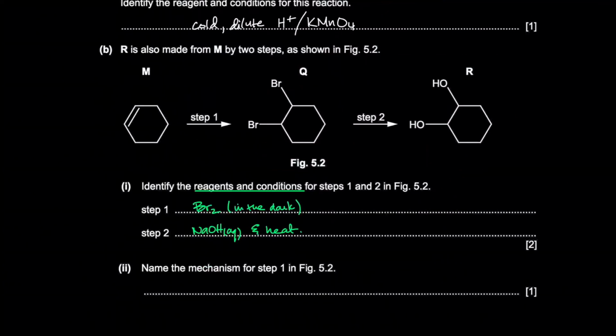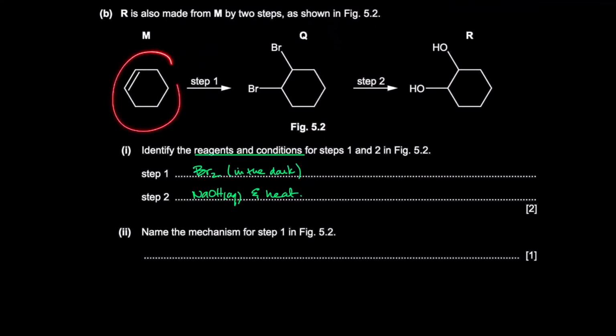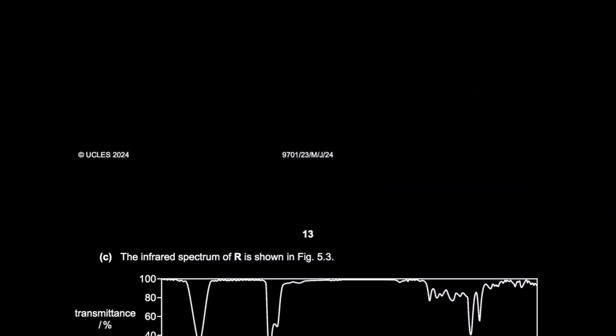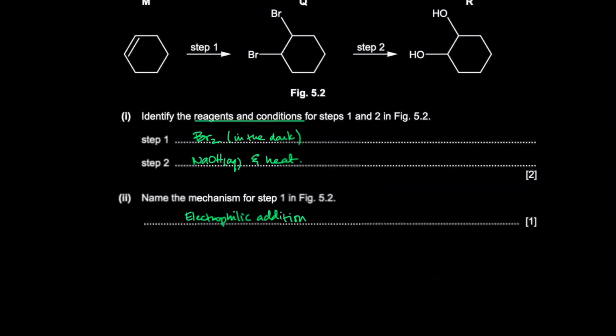Name the mechanism for step one. That's just electrophilic addition. And then the mechanism for step two is nucleophilic substitution, right?